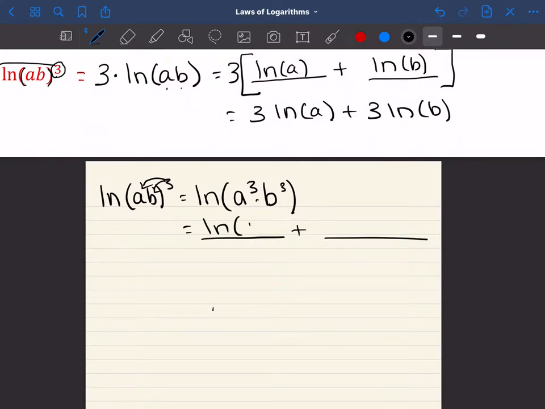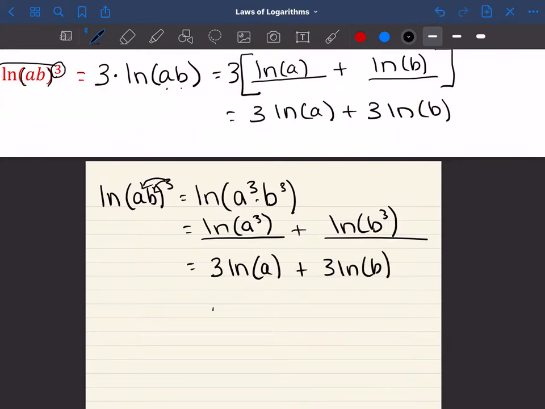So we have the natural log of A cubed plus the natural log of B cubed. And now we implement our power rule. So we bring our 3 out front. So we have 3 times the natural log of A, plus 3 times the natural log of B. And you'll see that we ended up with the exact same answer.